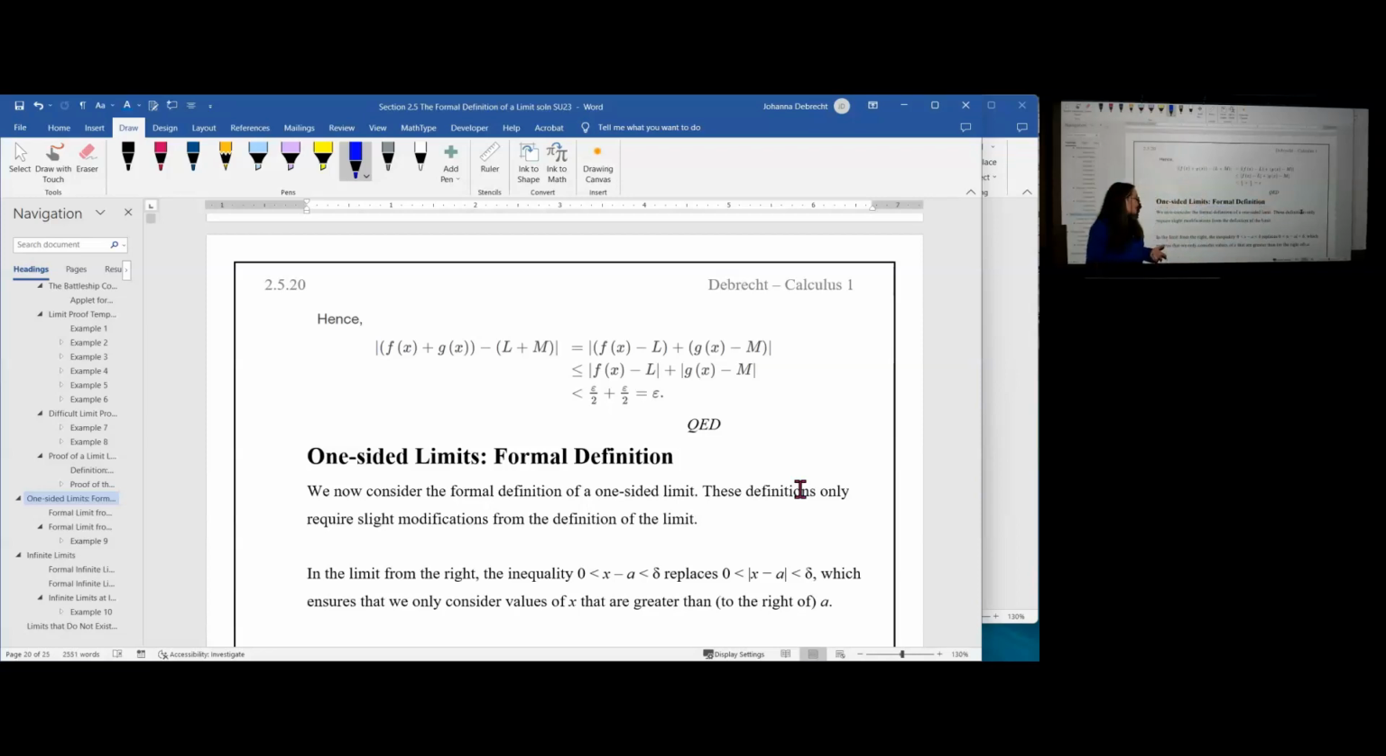We now want to take a look at the one-sided limits and write those up in a formal way.